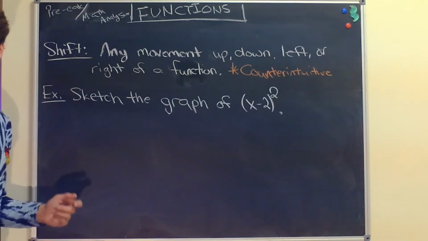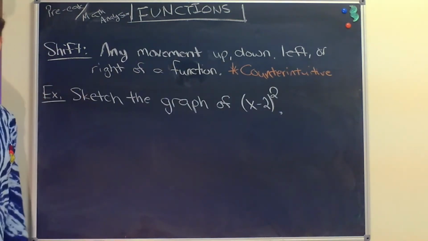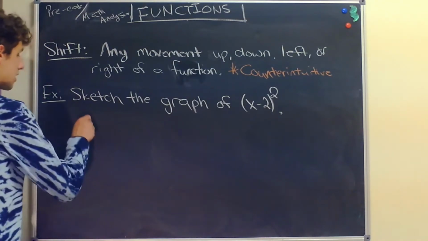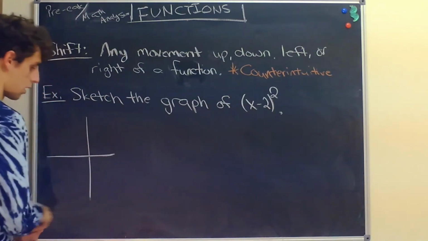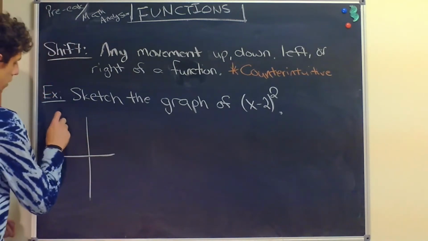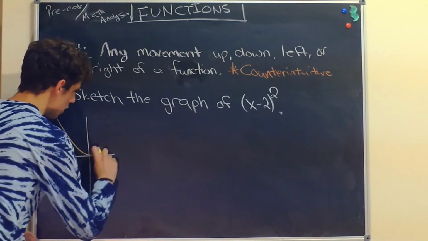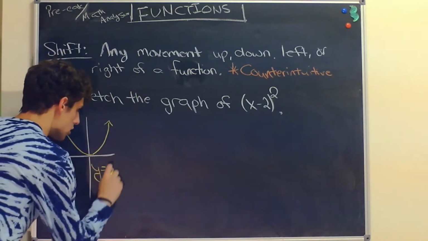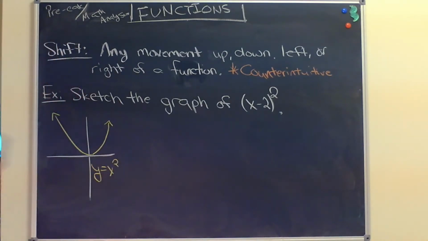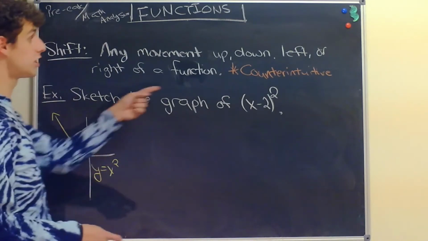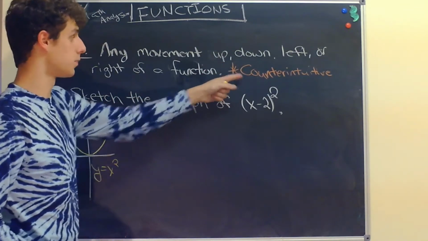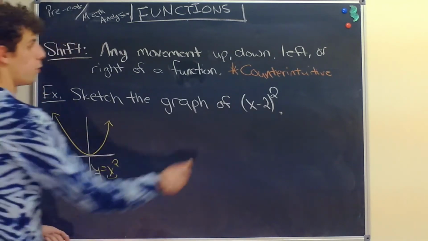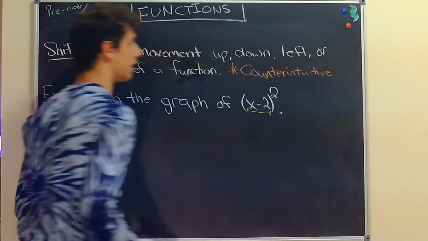Okay, so here we have an example that tells us to sketch the graph of x minus 2 all squared. Okay, so first let's start by drawing our parent function. From before, we saw that the parent function looks like this. We call this shape a parabola, and it's the graph of y equals x squared. From here, we want to notice that shifts occur in the counterintuitive direction, and we're replacing our x squared here with an x minus 2 here inside the squared.